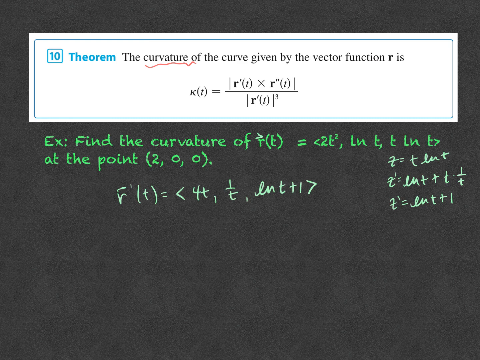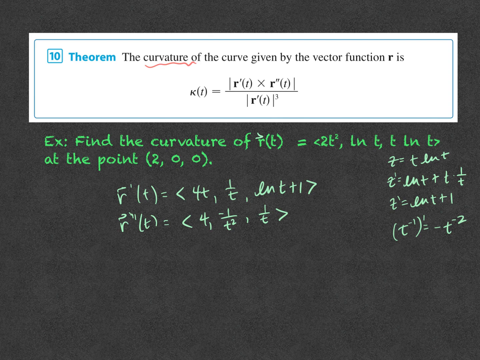Now let's go ahead and find our second derivative, which is the derivative of 4t is 4. The derivative of 1 over t is negative 1 over t squared. Using a similar method, let's say that we have t to the minus 1, and when we take the derivative of that, we get negative t to the minus 2. So that's where that comes from. The derivative of natural log of t is 1 over t, and the derivative of 1 is 0. So that's our second derivative.